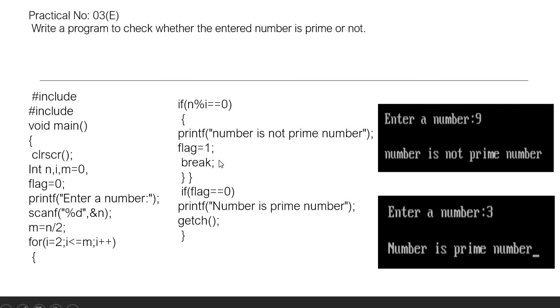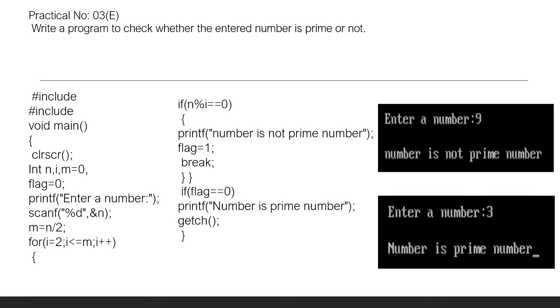Next one, that is write a program to check whether the entered number is prime or not. Prime numbers are nothing but the numbers that are divisible only by themselves. Those numbers we call prime numbers. So accordingly we have to use the process over here. Students, you can see over here I am using the variables n, i, m equal to 0, flag equal to 0. Any variable you can assign for your programs.